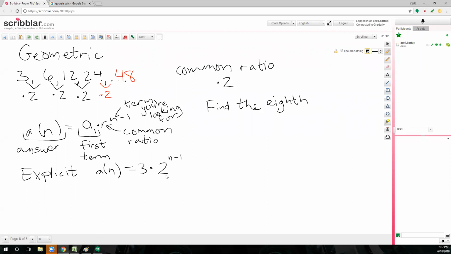And then if it asks for the formula itself, we leave it as n minus 1. So if you're asked for the explicit formula, we stop here. If you're asked for the 8th term, then we plug 8 in where we see n. And you can even write it as a of 8. This notation looks really fancy and weird, but it's just saying plug in 8. Plug in 8 to find the answer.